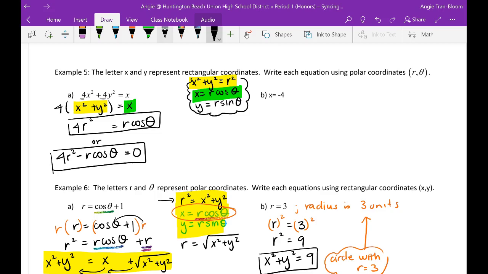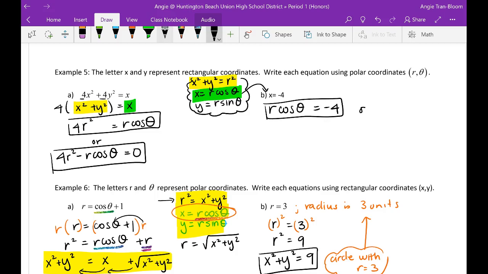Okay, here we go. Example 5b. How do you write x equals -4? This is a vertical line, as a function in polar. Well, it's simple. x is just simply r times cosine of theta. That's it. x can always be substituted with r times cosine theta, and -4 drops down as -4. Voila! That is so hard, right?